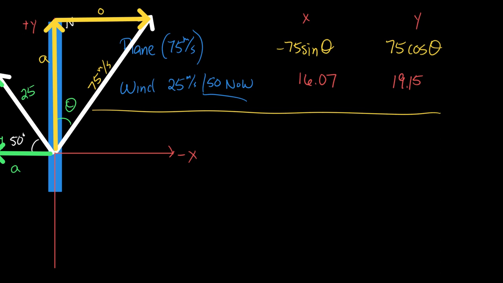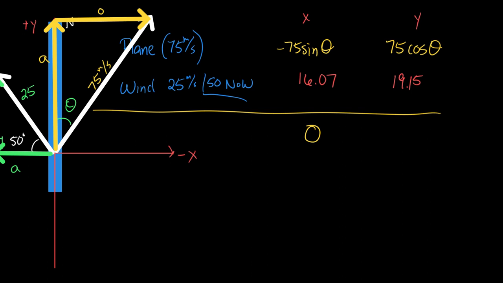Now, here's where I have to be thoughtful. I have done step one. I have converted all of my vectors from polar to rectangular. I don't really have answers for the plane, but I know something about the plane that I can apply. I know that the answer has to have no component in the x direction because the plane has to have a ground speed that is just in the y direction. So I'm going to zero out the sum in the x direction. That's going to help me find out what the angle is.